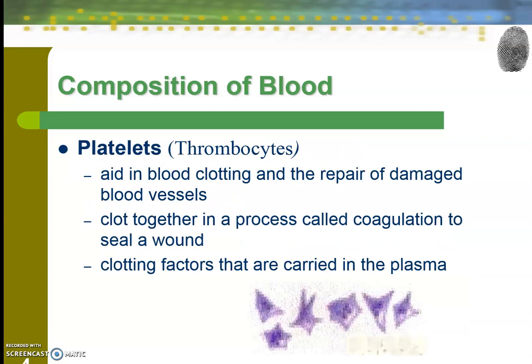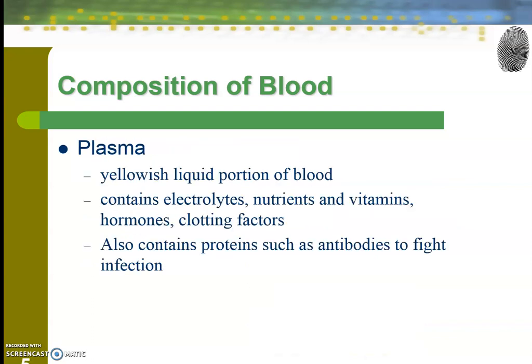Platelets, or thrombocytes, aid in blood clotting, and they help to repair damaged blood cells. They clot together in a process called coagulation. That's what seals a wound and creates that scab. And there are clotting factors that are carried in the plasma. Plasma is a yellowish liquid portion of the blood that contains electrolytes, nutrients, vitamins, hormones, and clotting factors.